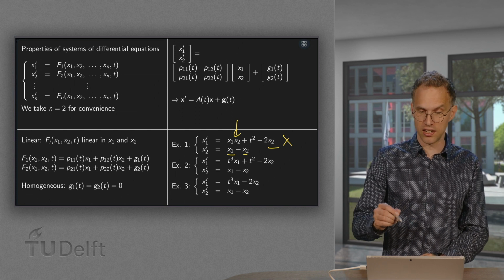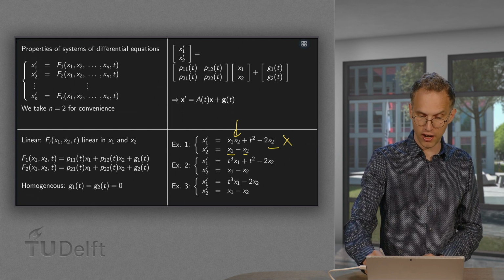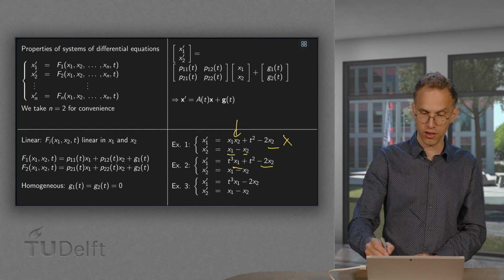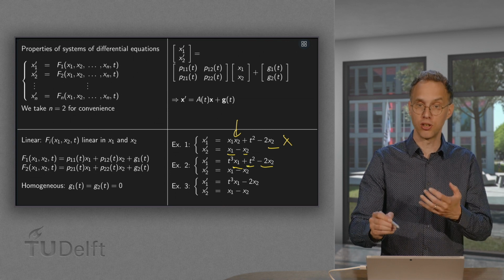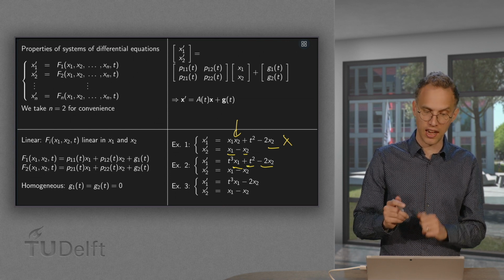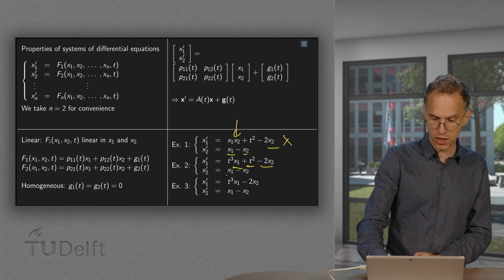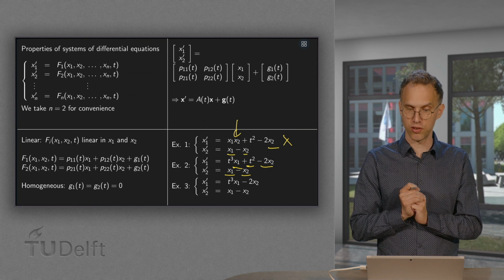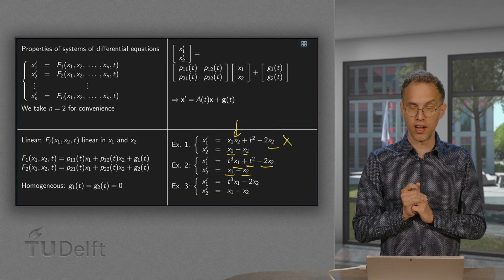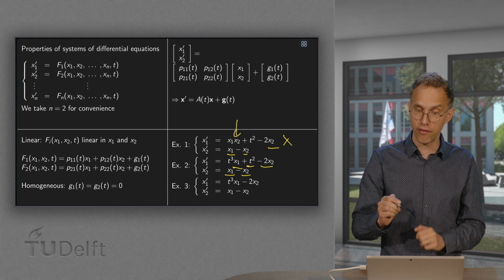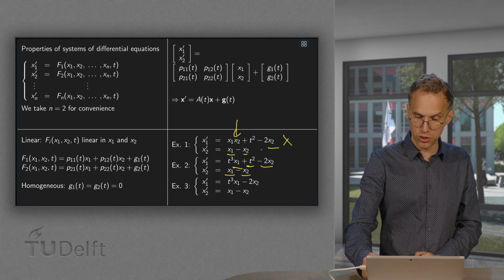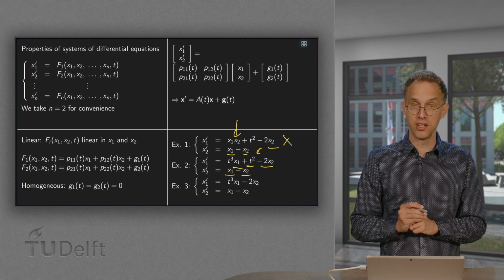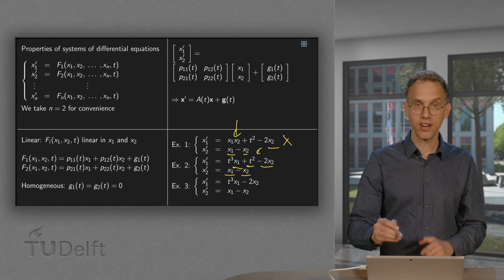Second example, is that linear? Well, for the first equation we have t cubed times x1, so that's okay. A minus 2 times x2, so that's also okay. Plus a t squared, so g1 equals t squared in this case. And second equation, the p21 would be 1, the p22 would be minus 1, so that's okay, g2 equals 0. So in this case we have a system which is indeed linear, however it is not homogeneous due to the t squared over there.